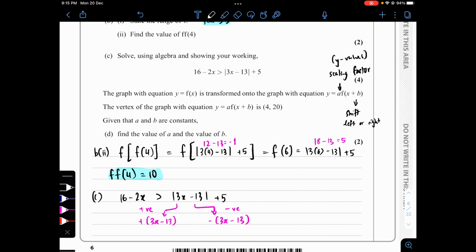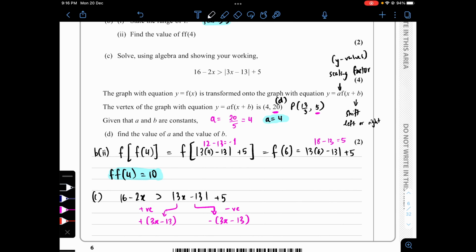They're saying the vertex of the graph with y equals a f of x plus b is now 4, 20. So before, it was 13 over 3, and this was 5. Given that a and b are constants, find the values of a and b. Let's look at the y values. We have 20 in this one and 5 in the original one, so it's been scaled up 4 times. So a equals 20 over 5, which equals 4. That's one of our answers, a scaling factor of 4. I'll just write part D here.